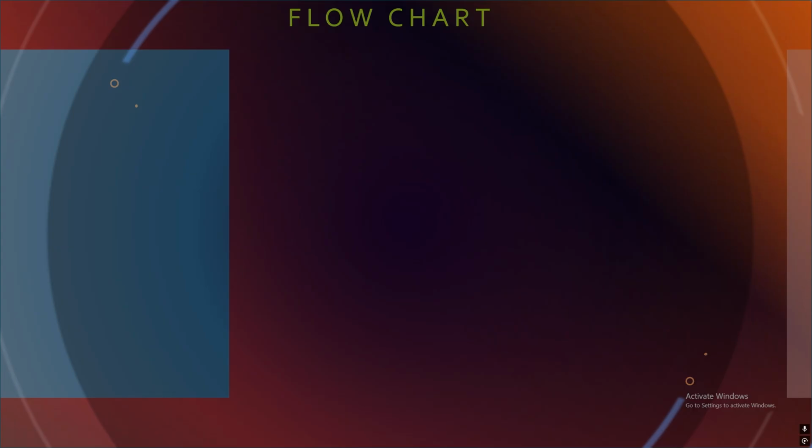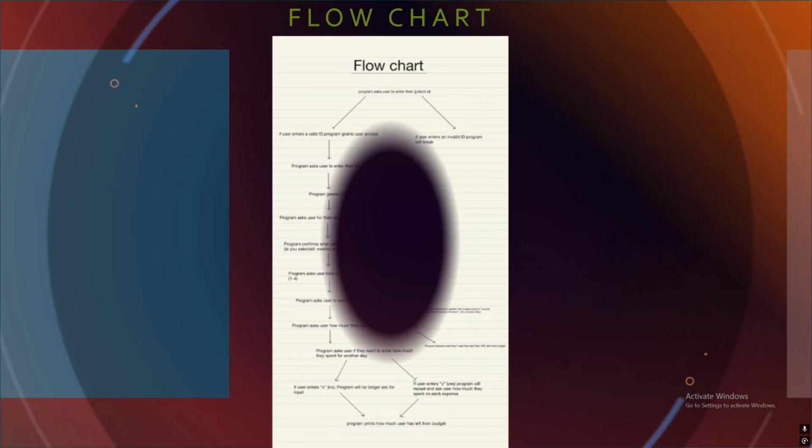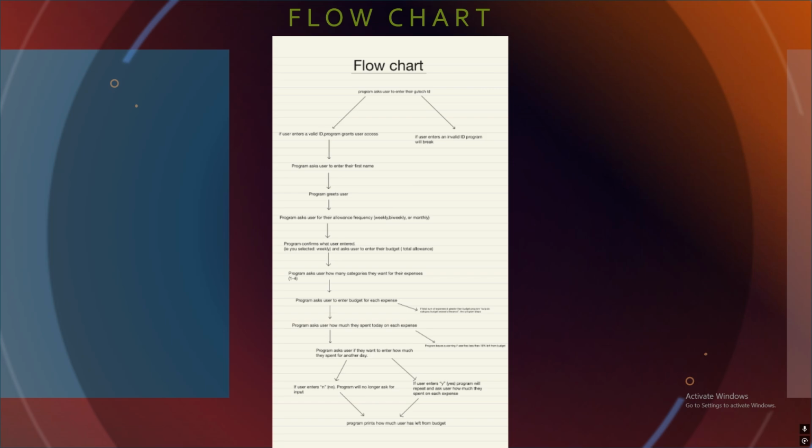Thank you, Saeed, for explaining the features. Now, regarding the flowchart, firstly, the program will ask the user to enter their GUtech ID. If the user enters an invalid ID, the program will break. However, if the user enters a valid ID, the program will grant the user access. After that, the program will ask the user to enter their first name, after which the program will greet the user, and then the program will ask for their allowance frequency, whether they're given their allowance weekly, biweekly, or monthly. And then the program will confirm what the user entered.